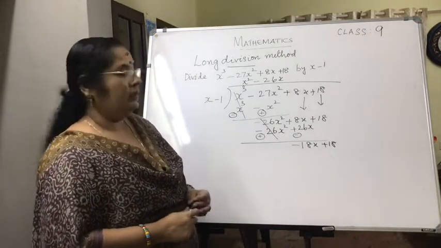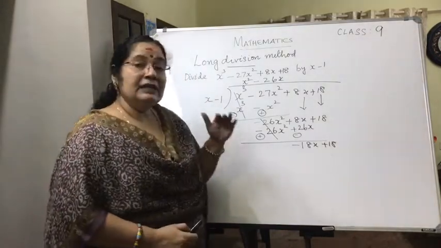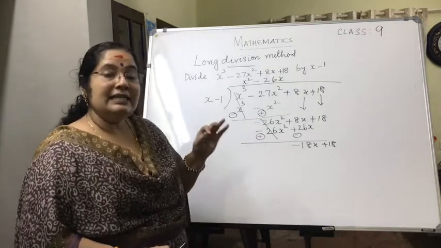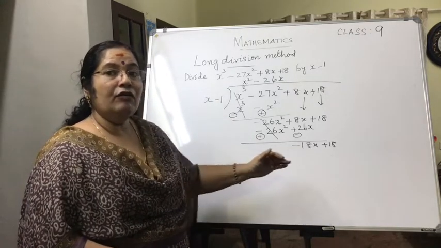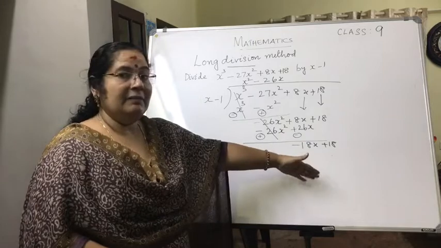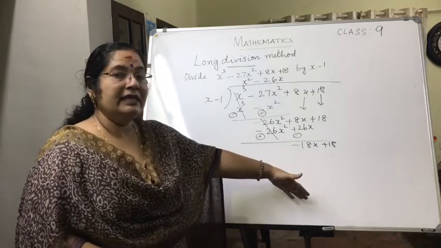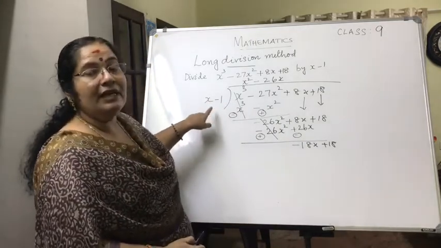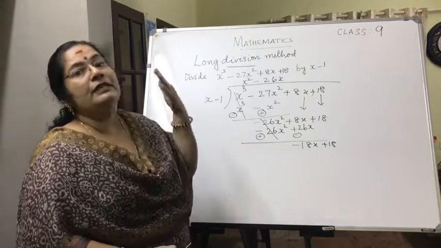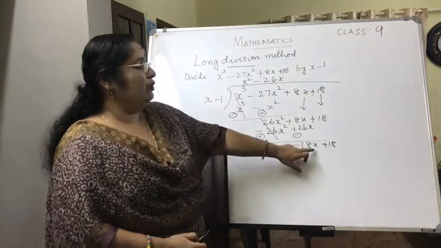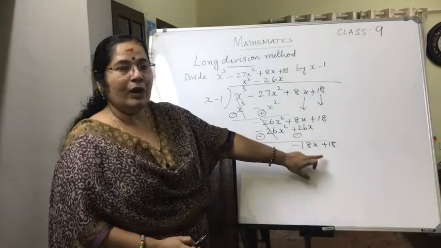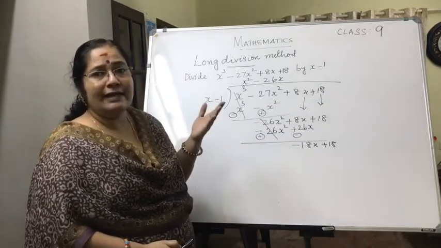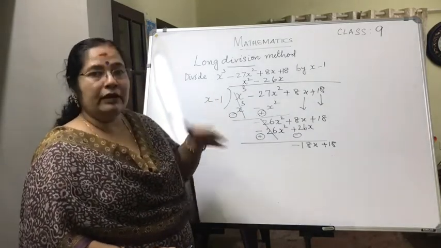Is it over? No. You will continue the division till the power of the remainder is less than that of the divisor. So you will have to continue till that time. Here, what is the power? x raised to 1. Here also x raised to 1. So is it less? No. So you will have to go for one more division.